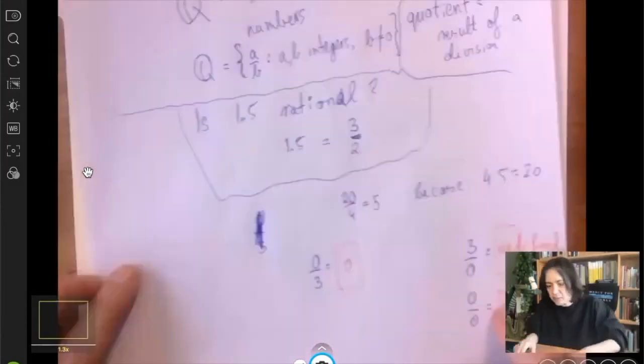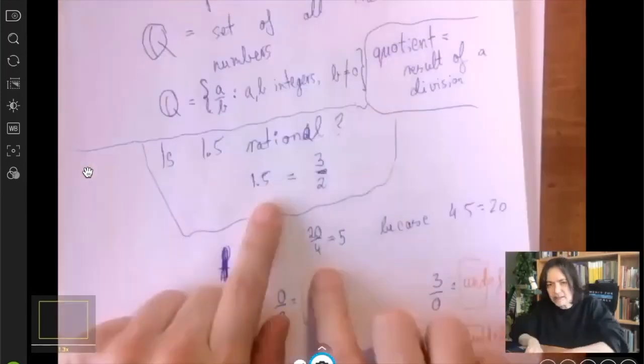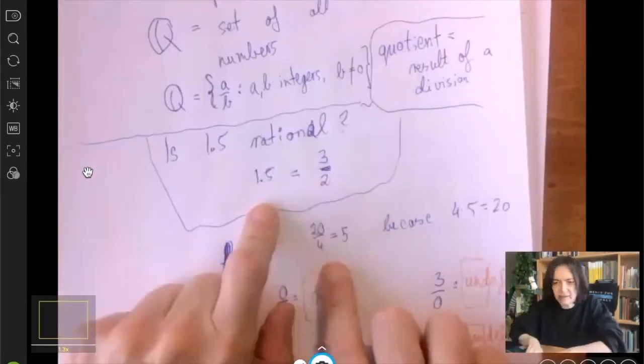To prove that a number is rational is quite easy. Well, here it is, 3 and 2, divide, you get 1.5. Therefore, this number is rational.